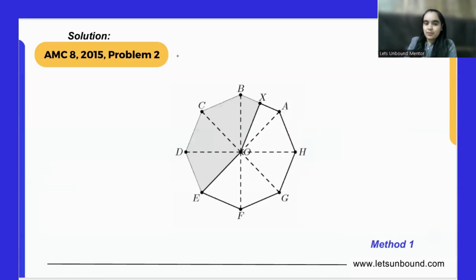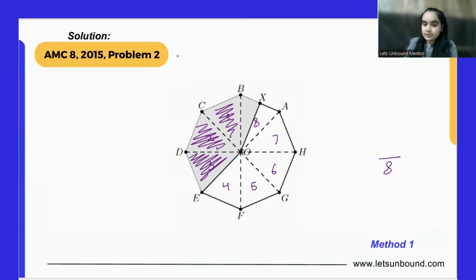First part can be, we are going to split this figure into 8 parts. So this is going to be our first part, second part, third part, fourth, fifth, sixth, seventh, and 8 parts in total. Out of which, if we see how many are shaded, 1, 2, 3, and 3.5.